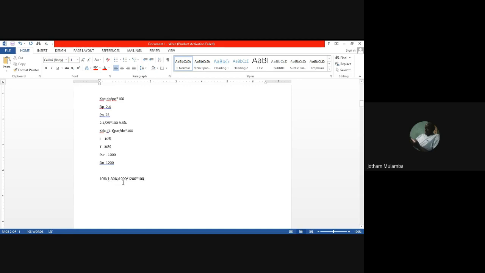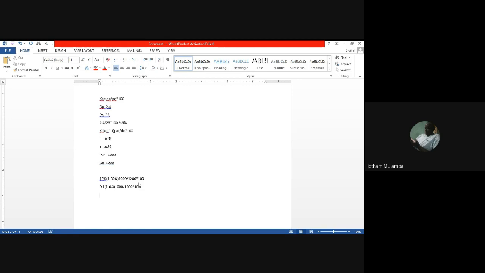So the same thing we did, because we have percentages, these are mixed figures, we have to convert into decimals. So we have 0.1 into bracket 1 minus 0.3. Close the bracket. We multiply by 1,000. Then divide it by 1,200. Then multiply by 100 to convert it into percentage.